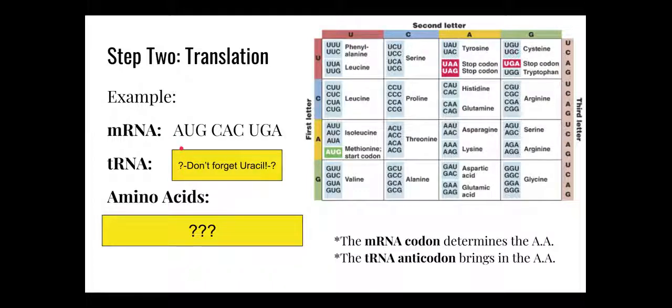So we have a U and an A, and our third letter, what bonds with G always? We know that's cytosine, or C. So our first three letters of tRNA are U, A, C. All right, I want you to take a minute here and pause the video and translate these letters of mRNA into tRNA. Don't forget, uracil is taking the place of any thymine that you would usually use.